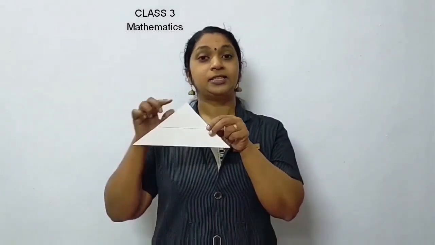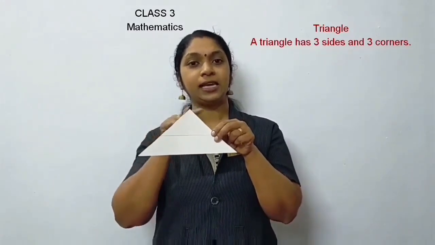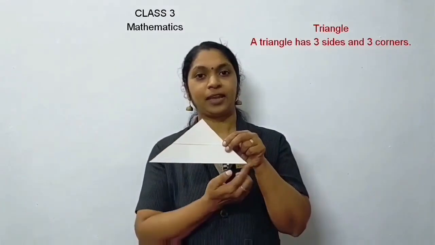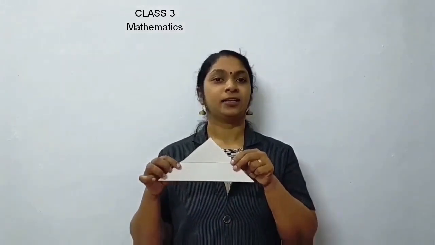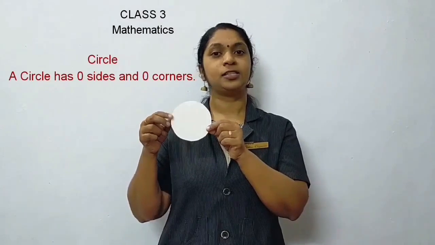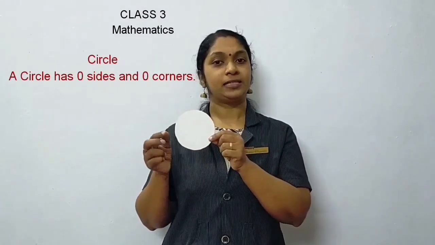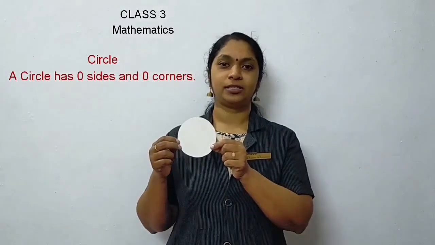This is a triangle. A triangle has 3 sides and 3 corners. This is a circle. A circle has no sides and no corners.